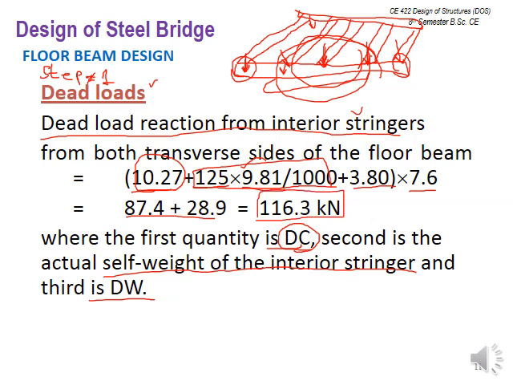So you have now shifted or converted from the interior stringer all of the components, in the form of DC, in the form of DW, in the form of self weight, and finally you are getting this component as a reaction from the interior beam acting on the floor beam.